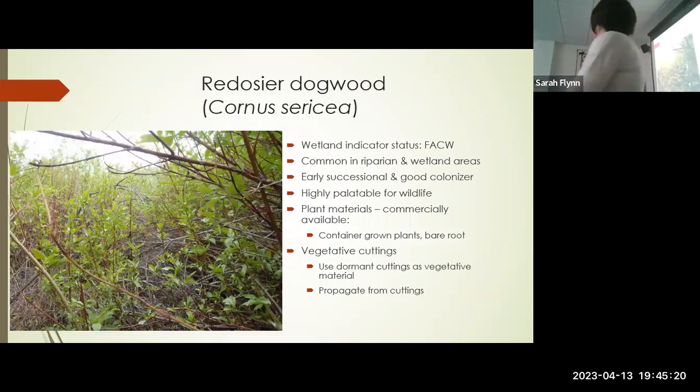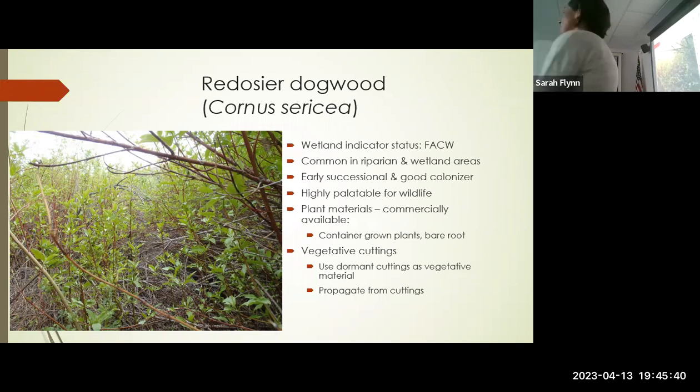Red osier dogwood is just a great plant. It is highly palatable. The deer like it. It's kind of an ice cream plant is what I've heard people call it. But it is a really good structure, good for wildlife.